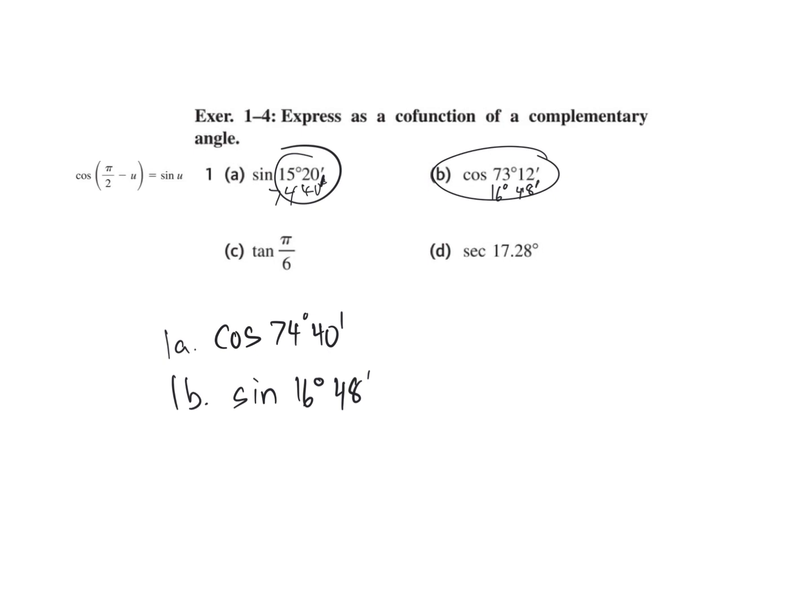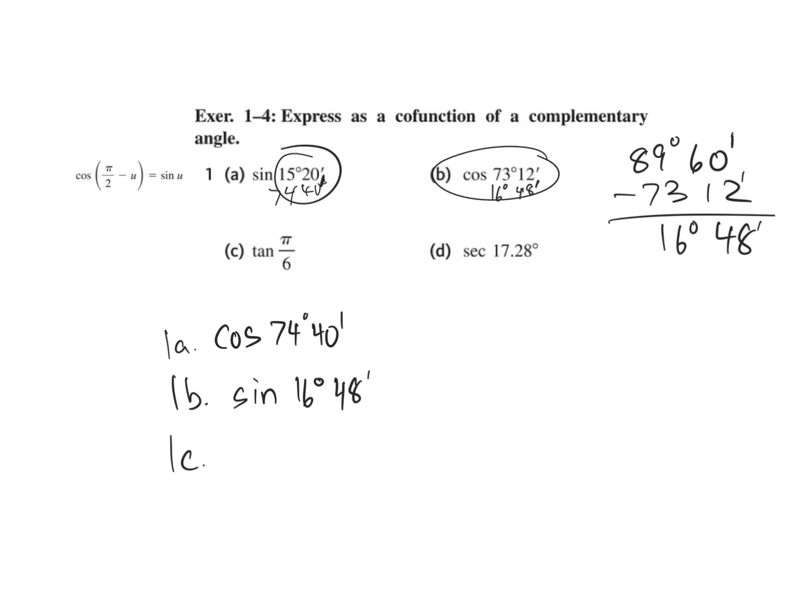If you want to do it the hard way, you could do 89 degrees and 60 minutes, because 60 minutes adds a degree to make it 90, and we subtract this. So 60 minus 12 is 48, and 89 minus 73 is 16. That's how we figured it out.